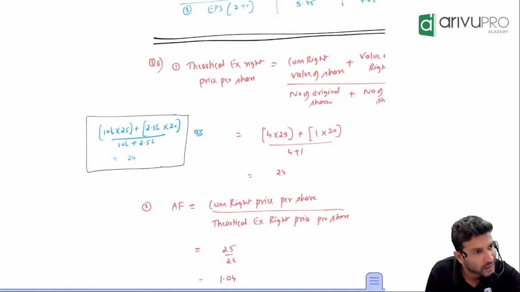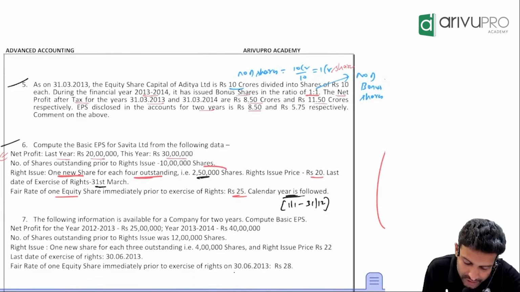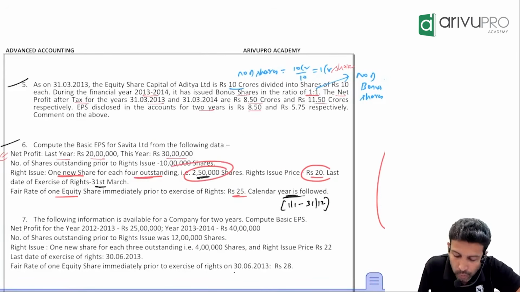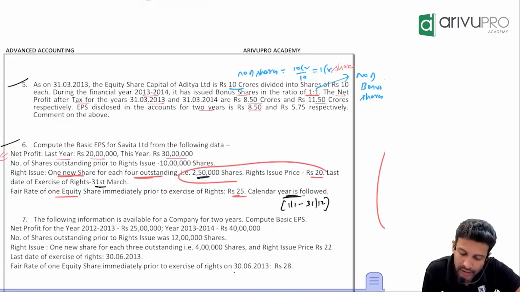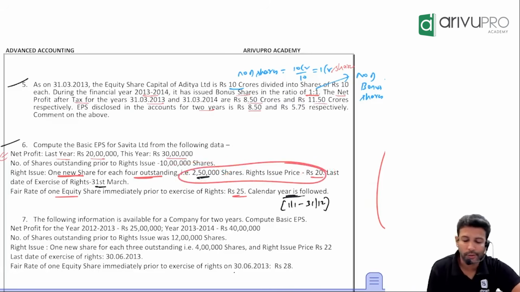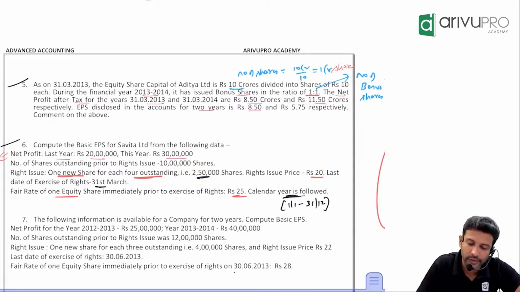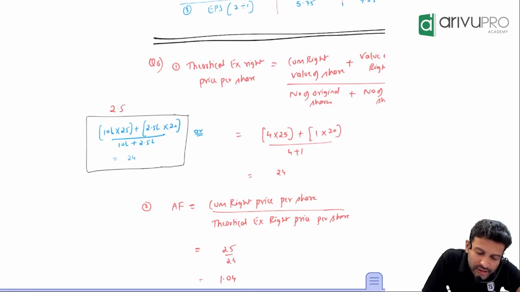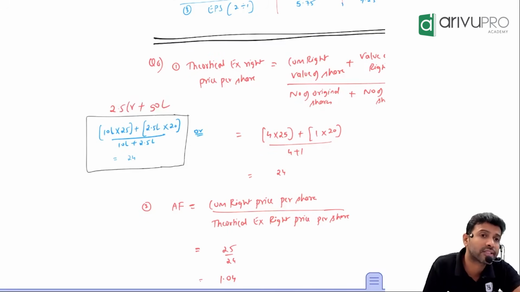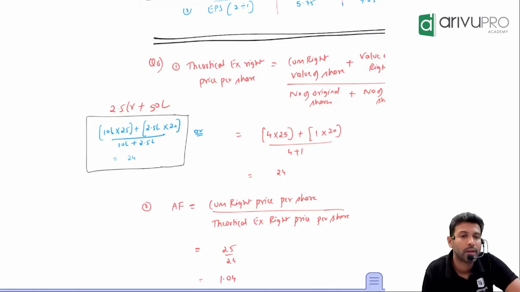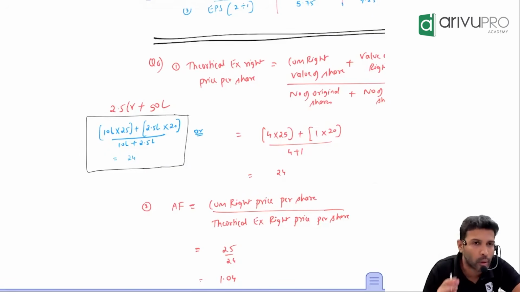Plus value of right shares. How many right shares? 2.5 lakh. What is the value of 1 right share? 20. So total value will be how much? 2,50,000 into 20. How much is it? 50 lakh. So value of original shares is 2.5 crore. Value of right shares is 50 lakh. Correct? So totally it is 3 crore. Divided by what? Number of original shares 10 lakh plus number of right shares, which is 2.5 lakh. When you do it, how much are you getting? 24. That's what you're getting. That way you can do it at total level.